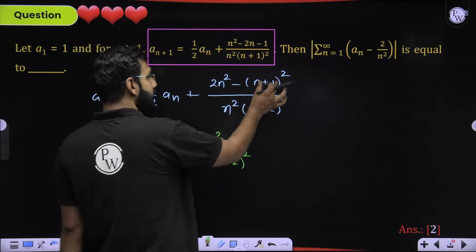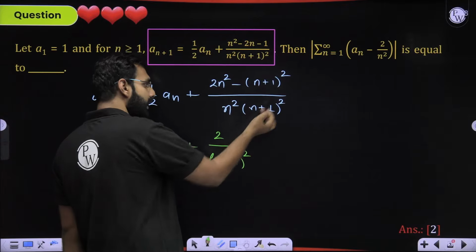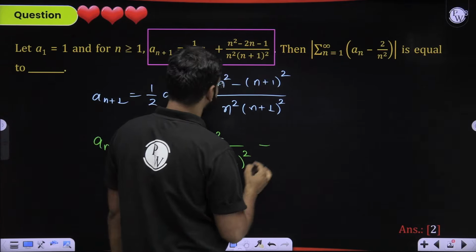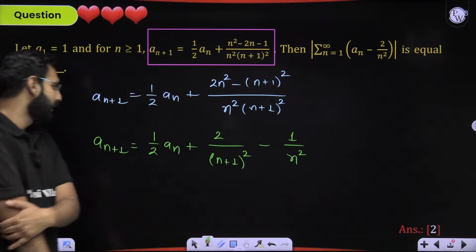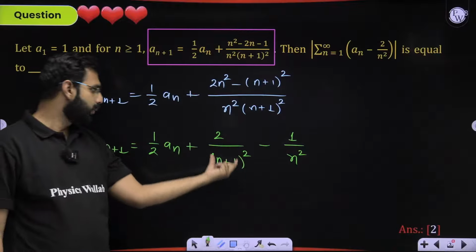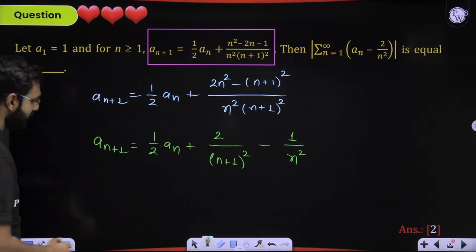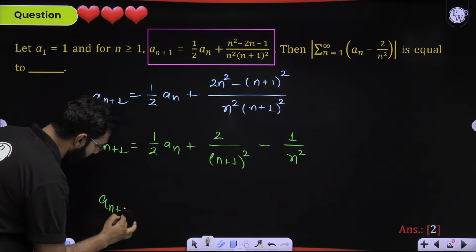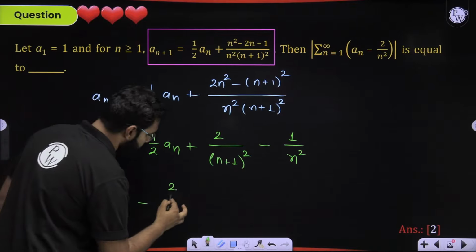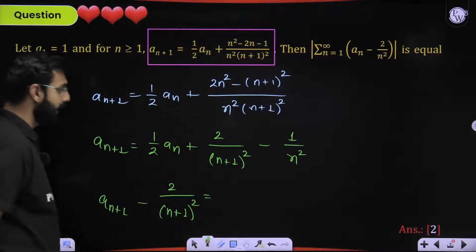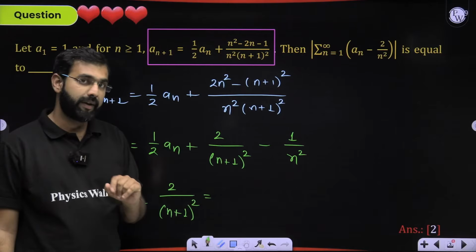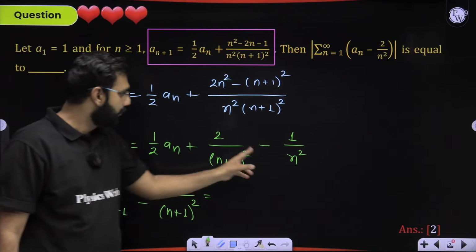Similarly, this (n+1) whole square by this, so (n+1) square, (n+1) square are cancelled, and there you are left with what? 1 by n square. Everyone understanding this comfortably? Now, one thing I do, I take this 2 by (n+1) square on this left hand side. So here I get a(n+1) minus 2 by (n+1) whole square, understanding this comfortably. And on the right hand side, what am I now left with? Half an minus 1 by n square.